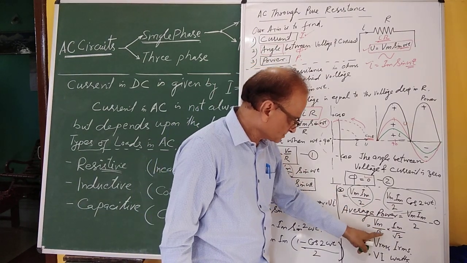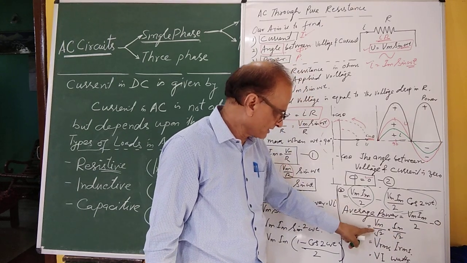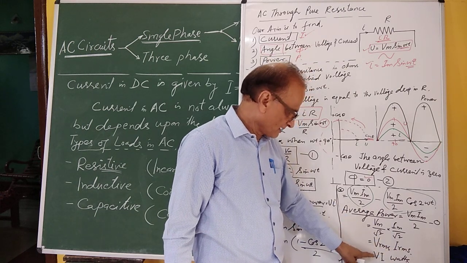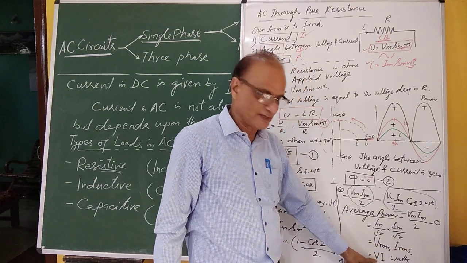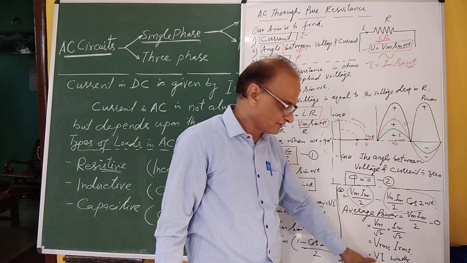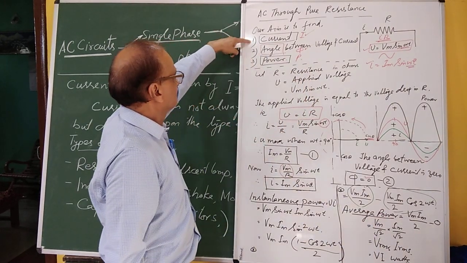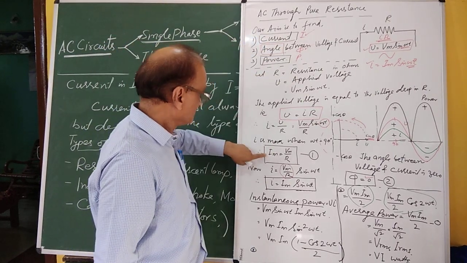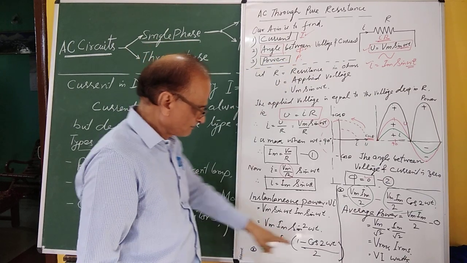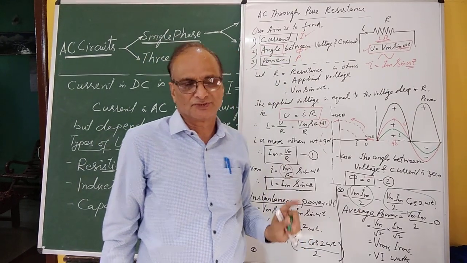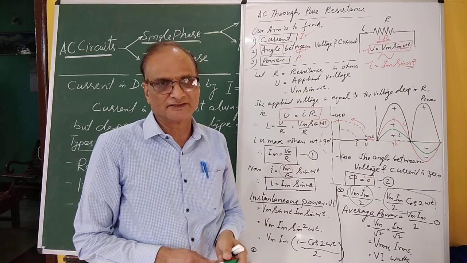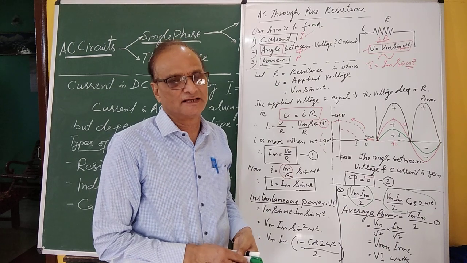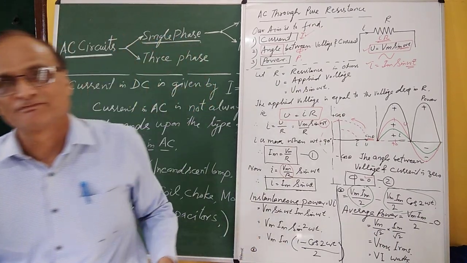Break up 2 into 2 parts, root 2 into root 2. And you know that Vm by root 2 is Vrms, Im by root 2 is Irms. And Vrms is denoted by capital V and Irms by I. So power is equal to V into I. So we have reached all three of our aims. Current is V by R, angle is 0 and power is V into I. So these formulae are the same as in DC. So a pure resistance load behaves similarly on AC as well as on DC.